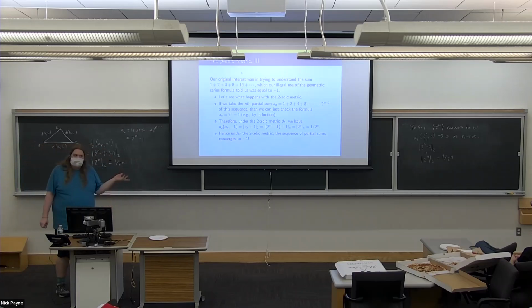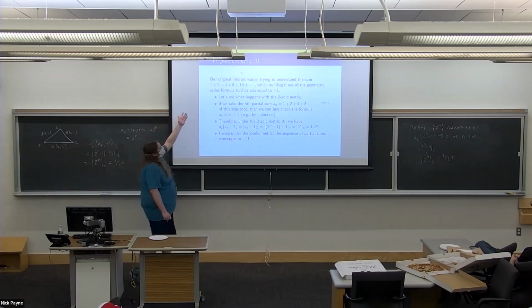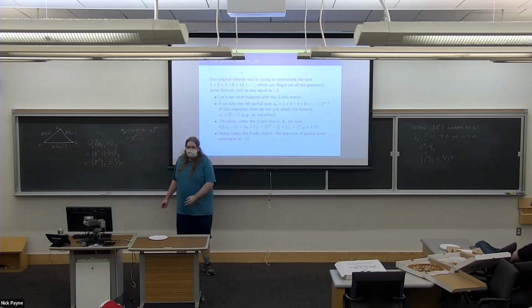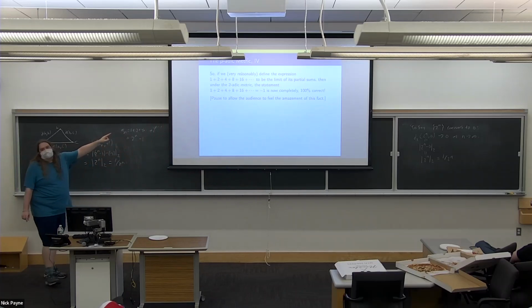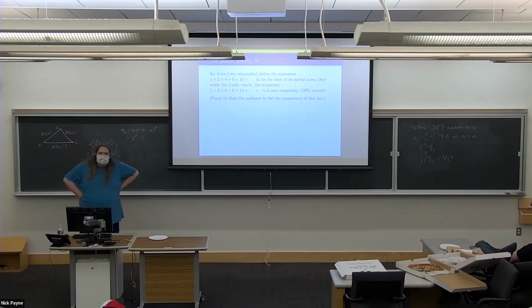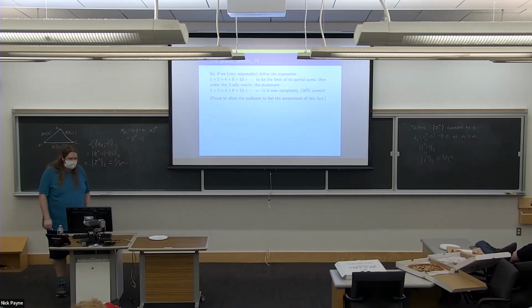And so if I, quite reasonably, just define an infinite series to be the limit of the partial sums, which is how you define an infinite sum, now this statement is 100% legitimate. 1 plus 2 plus 4 plus 8 plus 16 equals -1, as long as you say, in little parentheses somewhere, under the 2-adic metric. All right, pause to allow the audience to let that wash over you. This is actually completely legitimate. Yeah, it's cool.